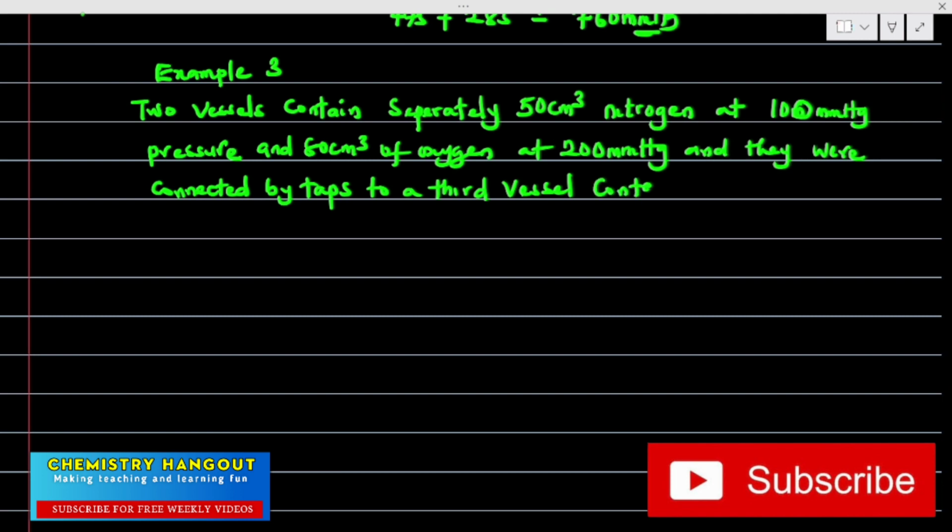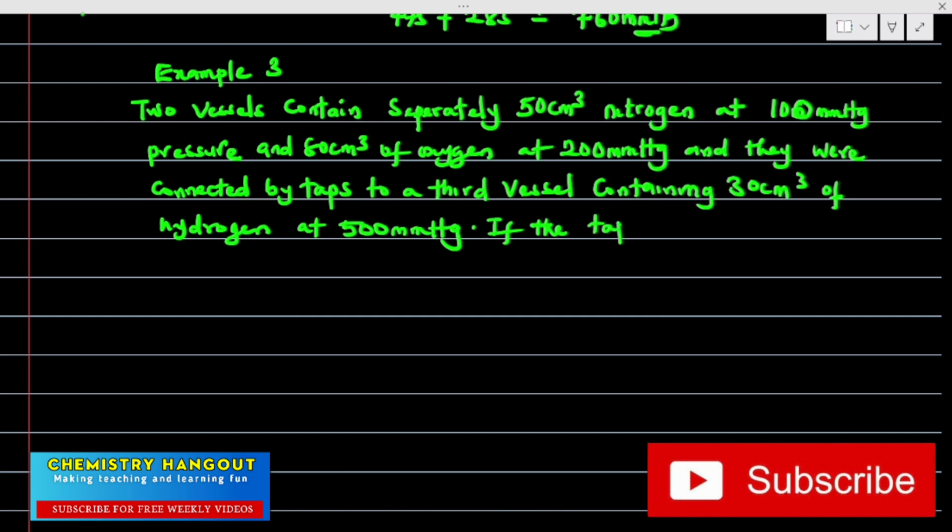containing 30 centimeter cube of hydrogen at 500 millimeter mercury. I know some persons will be like, wow, what is tap looking for in the Dalton Law of partial pressure? These are just technical ways to set the question. They can give us a technical question like this, but let us not be afraid. We're going to break everything down so that we understand how to solve it.